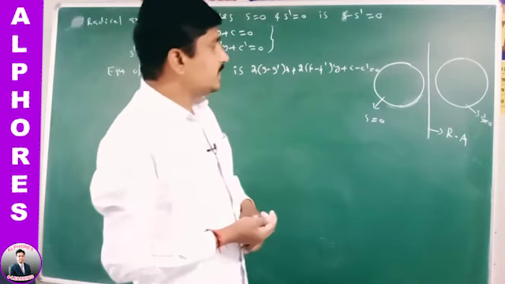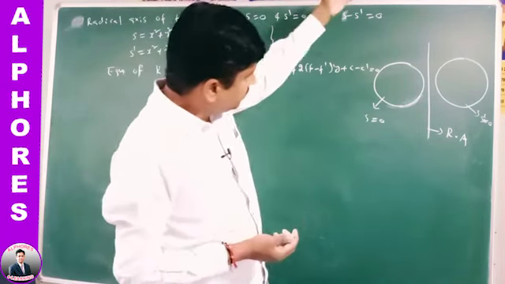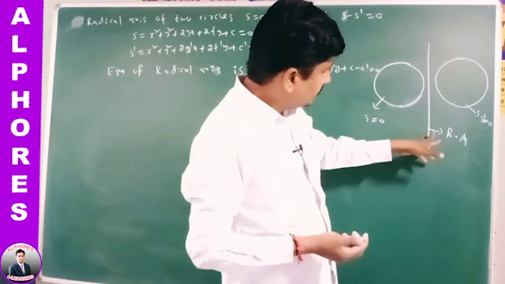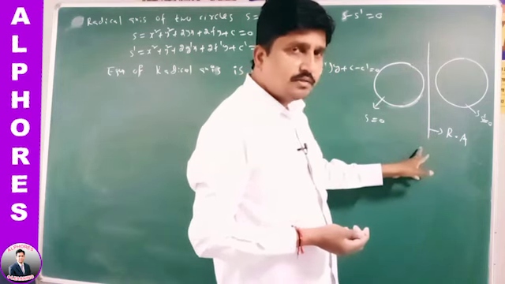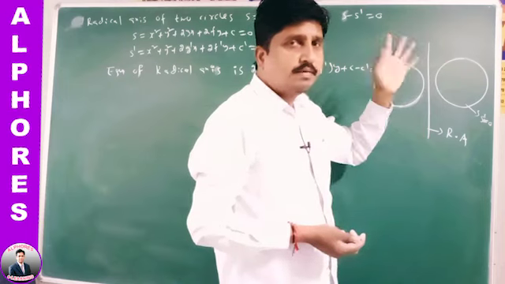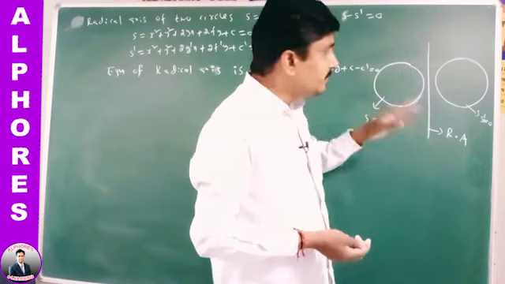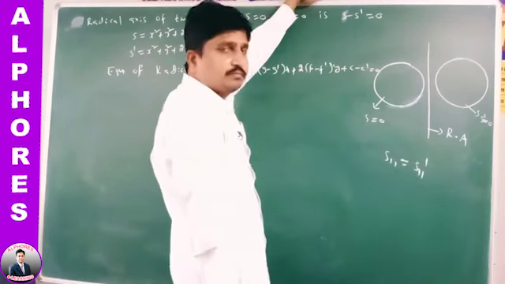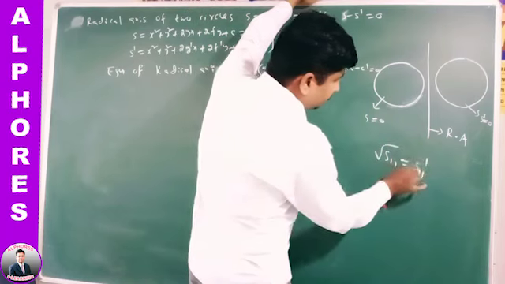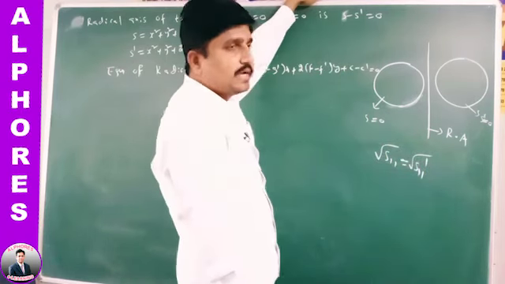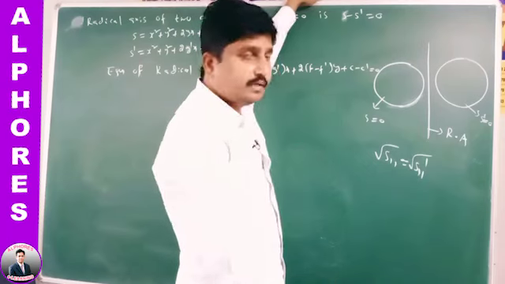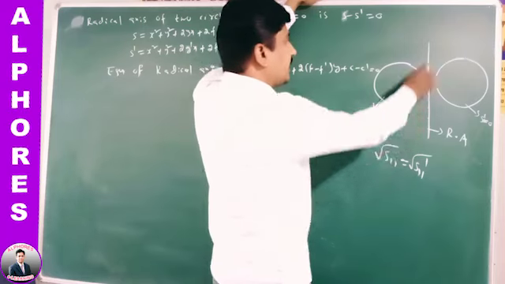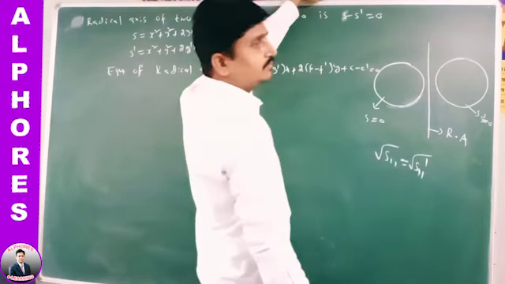Now, from any point on the radical axis to these two circles, the powers are equal. Powers equal means what? S11 = S11'. Squaring, applying square root on both sides, it is what? The length of the tangent. The length of the tangent from any point on the radical axis to the two circles is also equal.